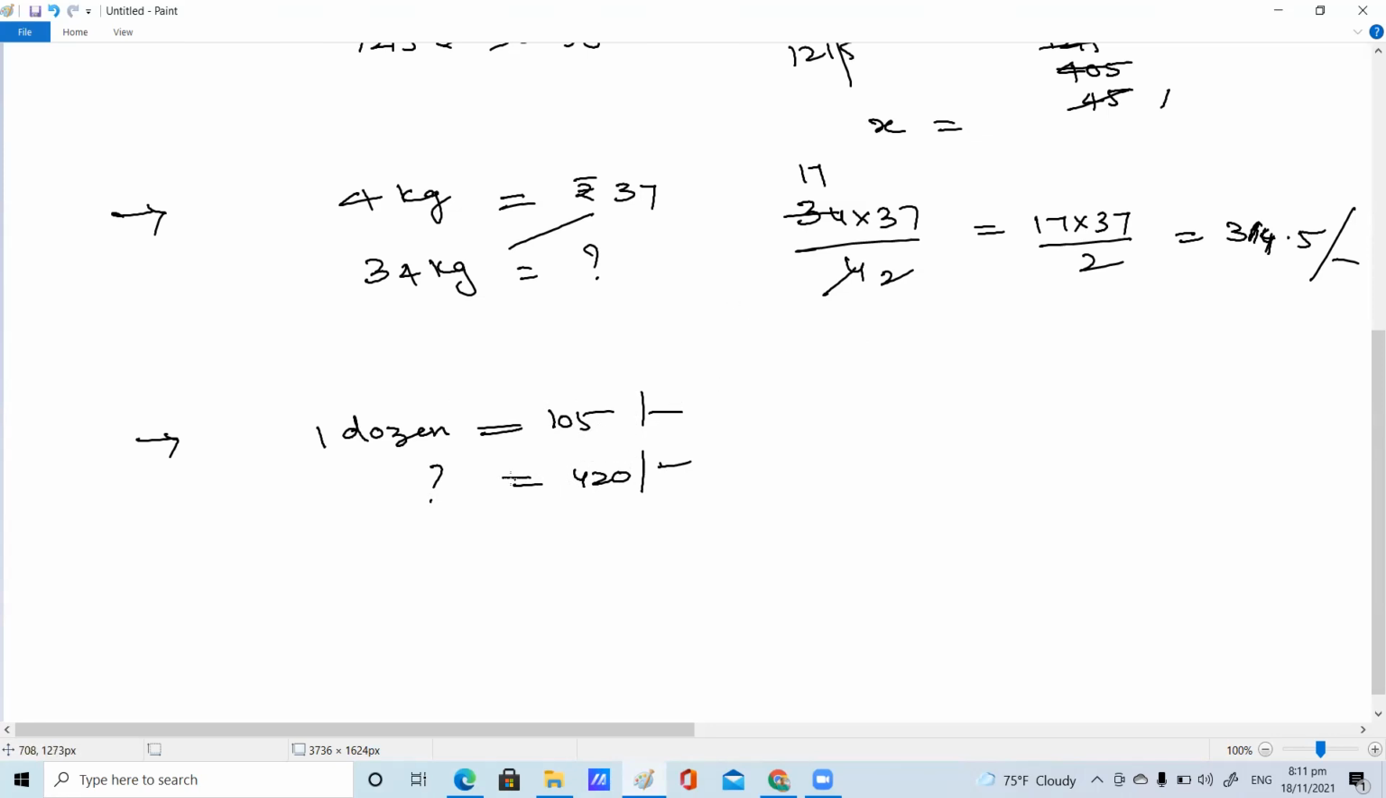So what should I do? 1 dozen means 12 things you have to take. Ma'am, 12 oranges. 420 by 105 is 4 dozens. It will be 48. Very good. 12 fours are 48. 48 oranges are 4 dozens.